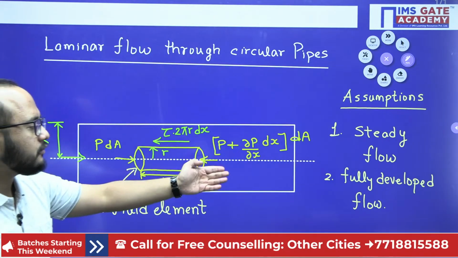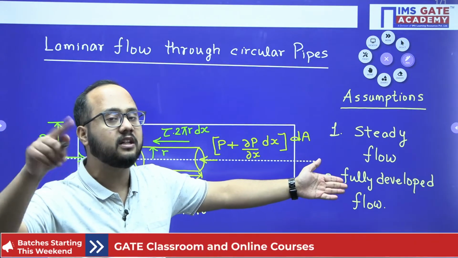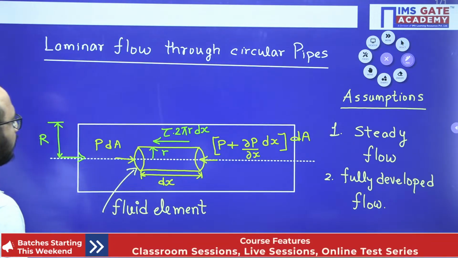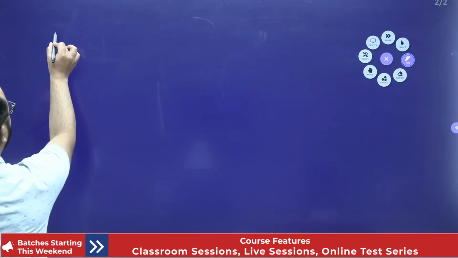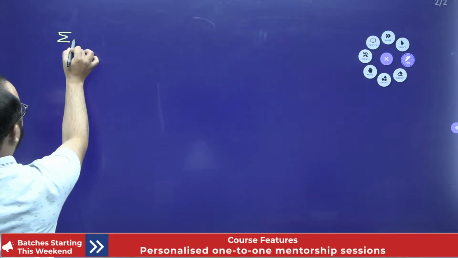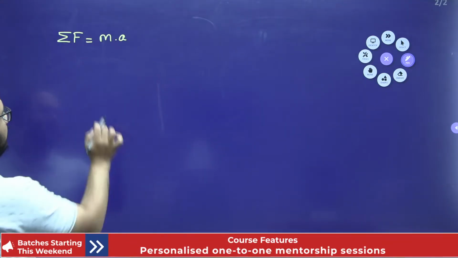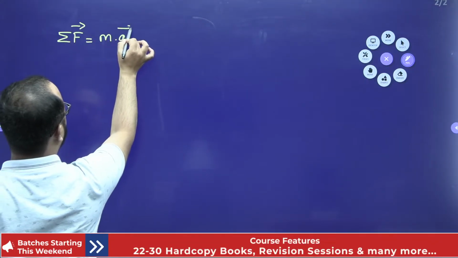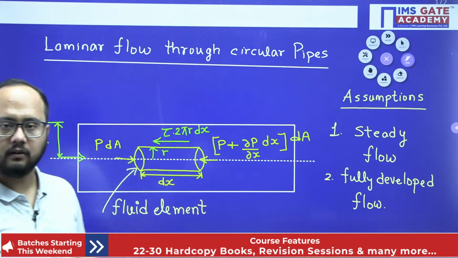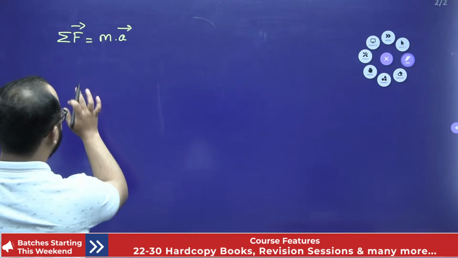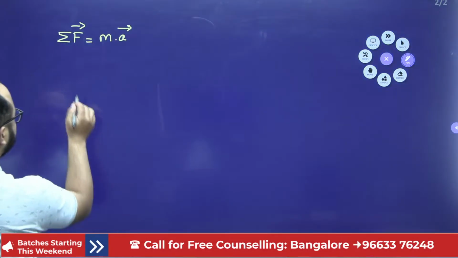Now steady flow is there, fully developed flow is there. For these assumptions, basically acceleration will not be there, right? So what I will do here: from Newton's second law, summation of forces equals mass into acceleration. Simple. As we have assumed steady flow and fully developed flow, acceleration will not be there. So what forces will I take? The pressure forces and the shear forces.